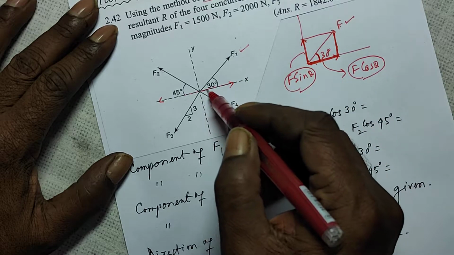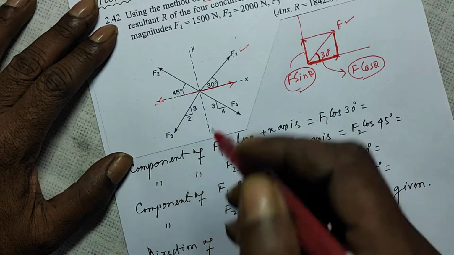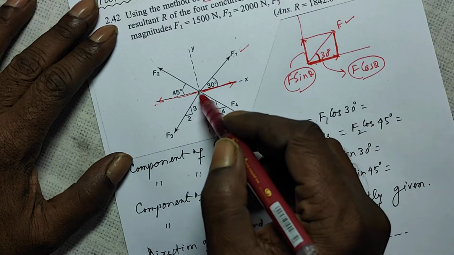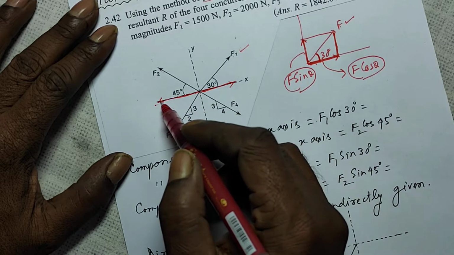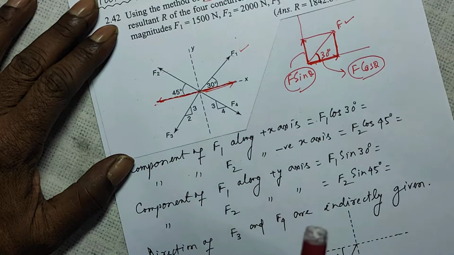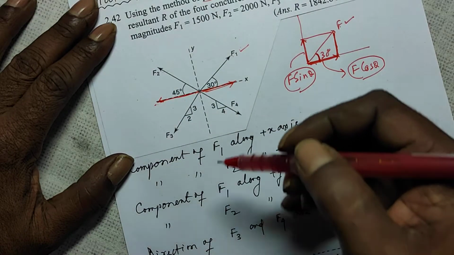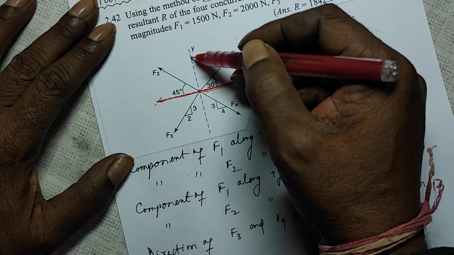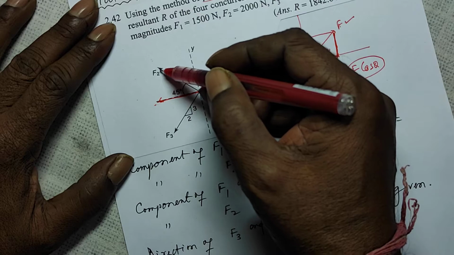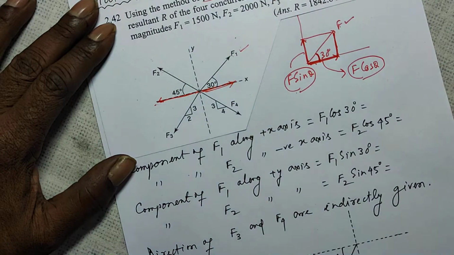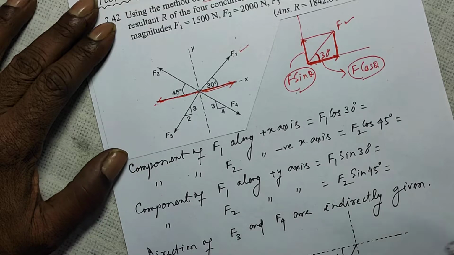Or you can say this will be opposing this one, because we don't know the magnitude. If this is more than this, then this will be opposing this one. If this is more than this, then this one will be opposing this one. We'll find out later on when we find out the magnitudes. And your F1 sin 30 will be to this side along the positive y-axis. And similarly, your F2 sin 45 will also be along the positive y-axis. Means they will be added up.